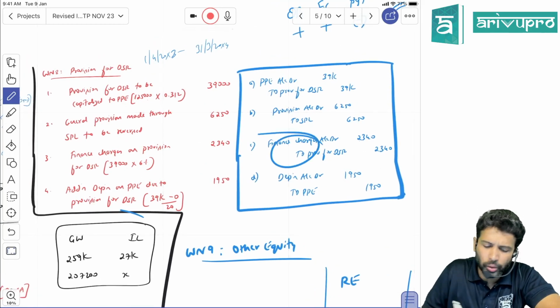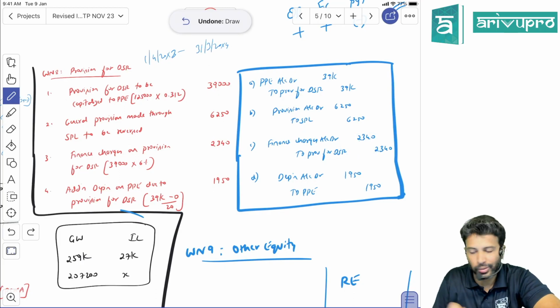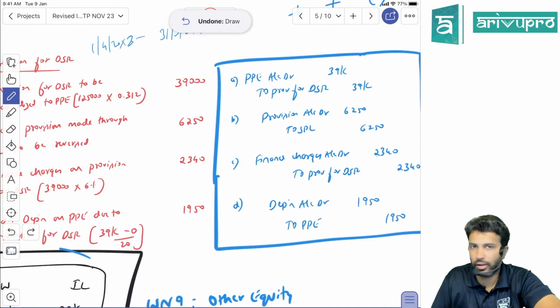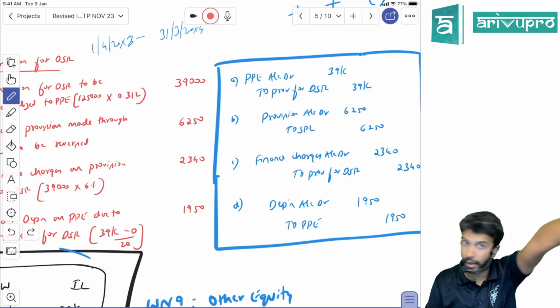So for finance charges, what will be the journal entry? Finance charges account debit, to provision for DSR, 2340. That is one. And this finance charges will be transferred to SPL or retained earnings of the parent. All the adjustments relate to the parent. The subsidiary drama is already over now.